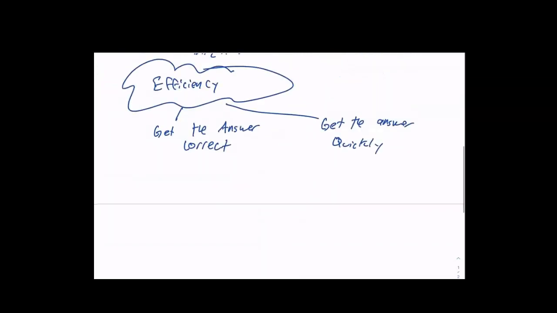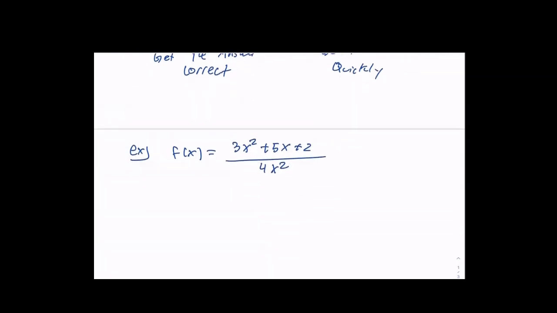Let's look at an example. And the first example will be something that we're going to just straight up use the quotient rule. F of x equals 3x squared plus 5x plus 2 over 4x squared. Now, this is a problem that you can do two different ways. I could have given you this problem when I first introduced you to the power rule. So you can do this problem using only the power rule.